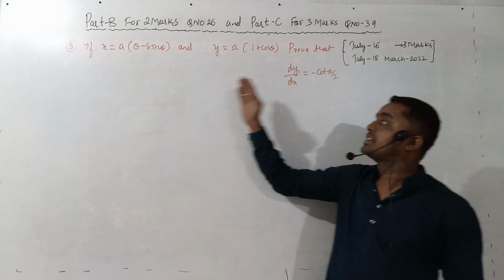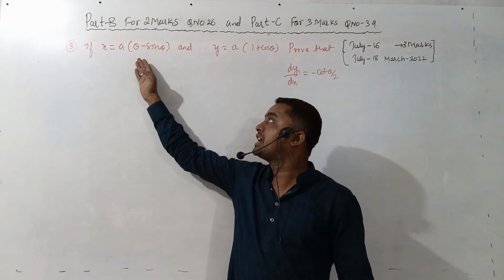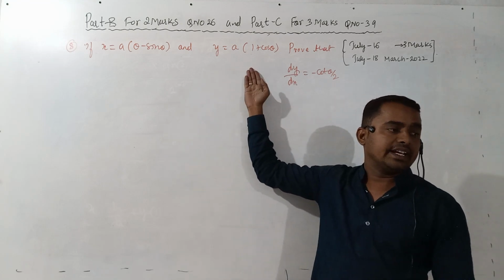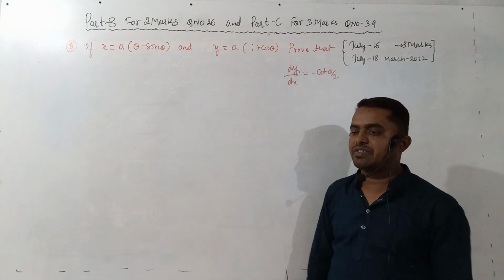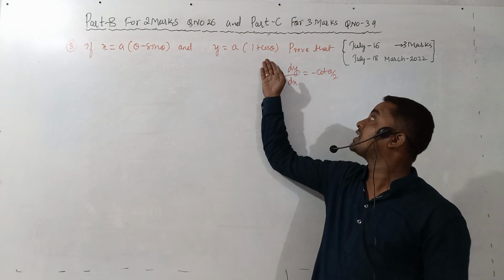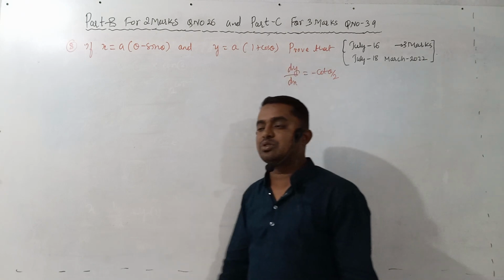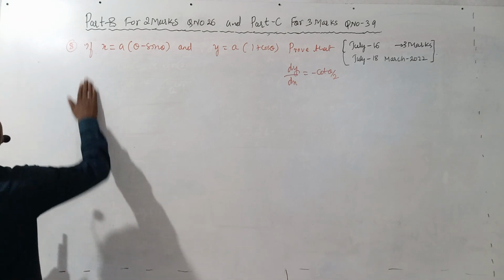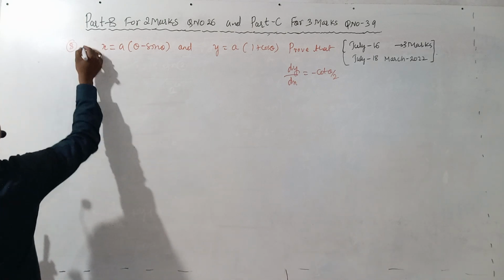Or else in the examination, if x is equal to a(theta minus sin theta) and y is equal to a(1 plus cos theta), find dy by dx. He may ask to find dy by dx, or he may ask you to prove that dy by dx is equal to what? Minus cot theta by 2. So write the given function first as the solution.